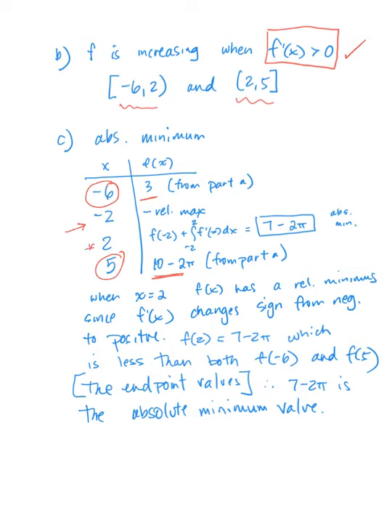And so that's going to equal f of -2 plus the area underneath the curve from -2 to 2 of f prime of x dx. All right, that gives us our 7, which is f of -2, and then that semicircle that's underneath the x-axis. So therefore, when x is equal to 2, f of x has a relative minimum since f prime changes sign from negative to positive. So we know that f of 2 is 7 minus 2 pi, which is also less than both f of -6 and f of 5, which are our endpoint values. Therefore, our absolute minimum value is 7 minus 2 pi.